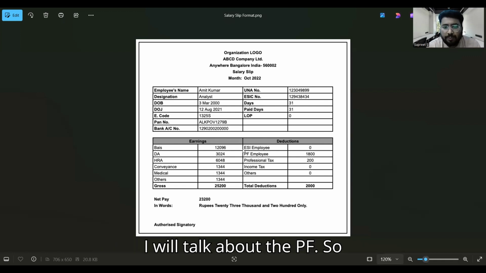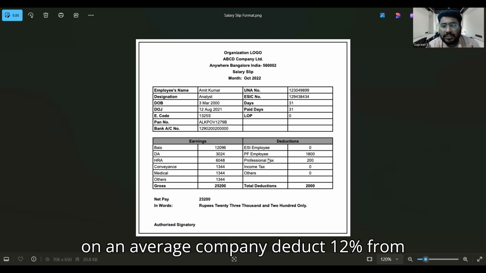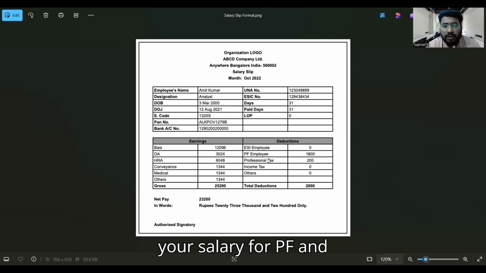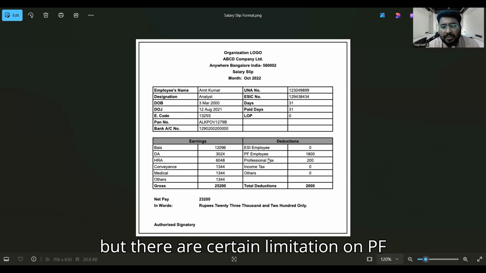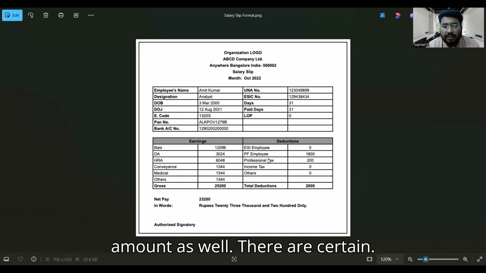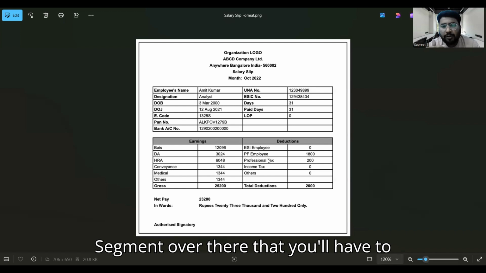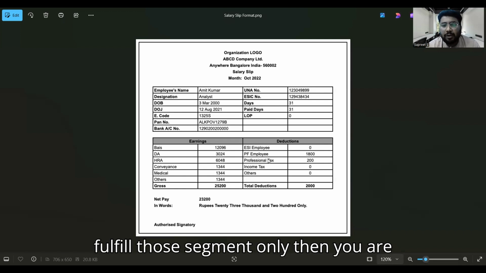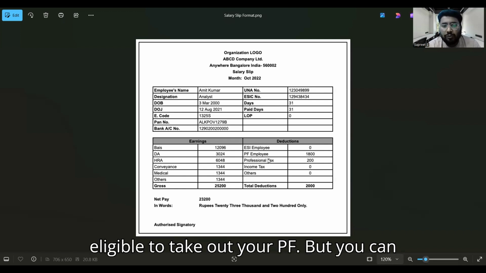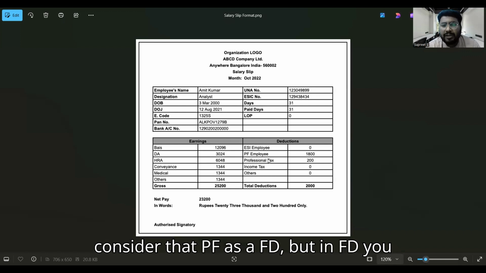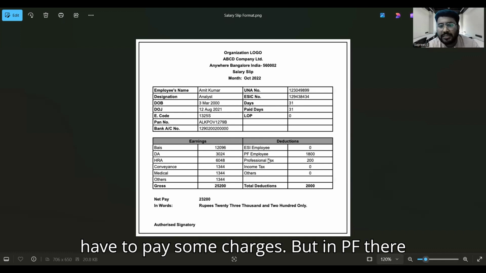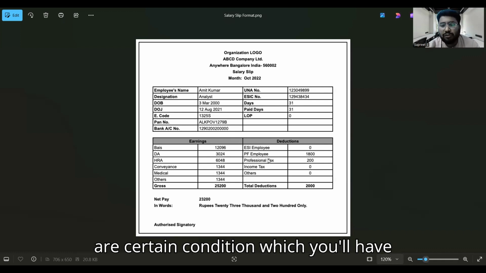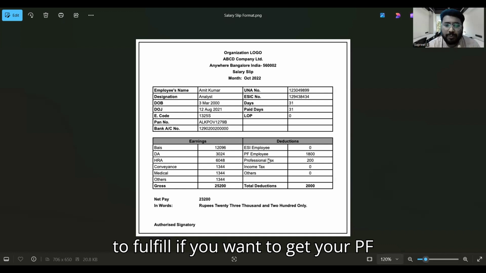So first I will talk about the PF. On average, the company deducts 12% from your salary for PF. Basically, you can withdraw this amount, but there are certain limitations on the PF amount as well. There are certain conditions that you'll have to fulfill, and only then are you eligible to take out your PF. You can consider PF as an FD. But in an FD, you can take the amount anytime, provided you pay some charges. In PF, there are certain conditions which you'll have to fulfill if you want to get your PF out.